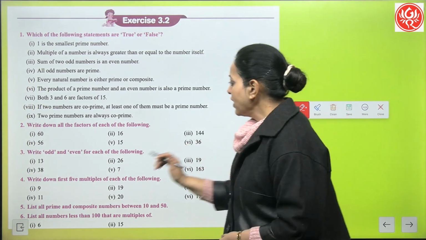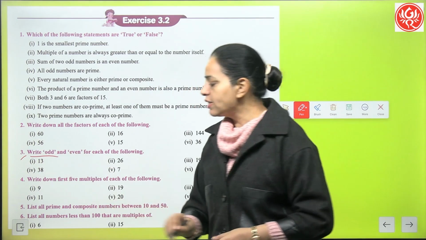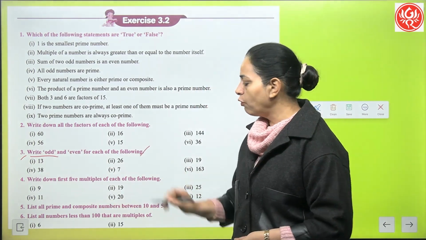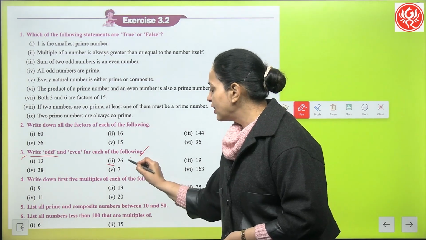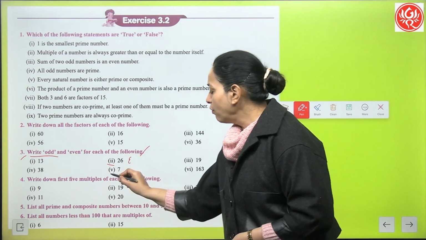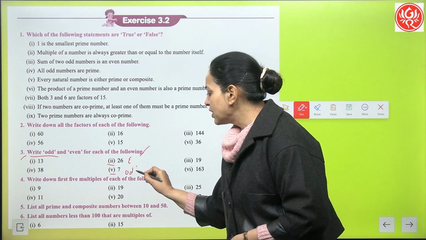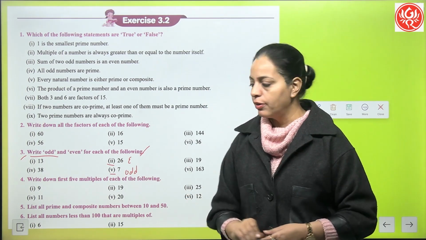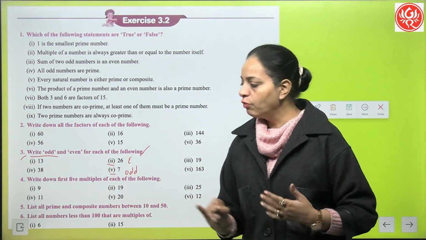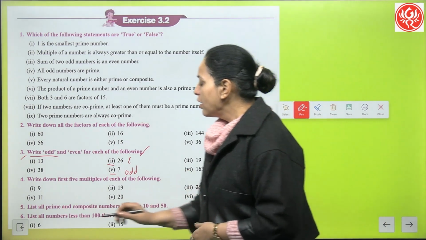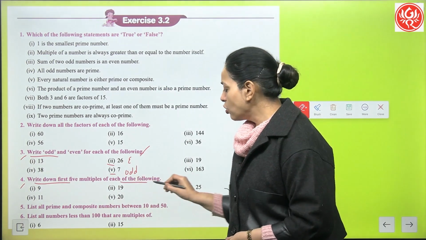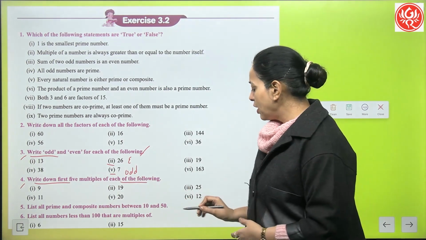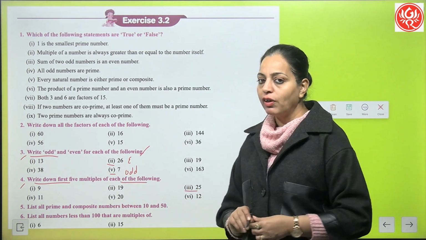Fine. Now the next is the third one. Write odd and even for each of the following. Some numbers are given, like here second part 26. This is even. Fifth part 7. This is an odd number. So similarly we can find for the rest of the numbers. Okay. Now the fourth question, write down first 5 multiples of each of the following. Some numbers are given, like here third part 25.